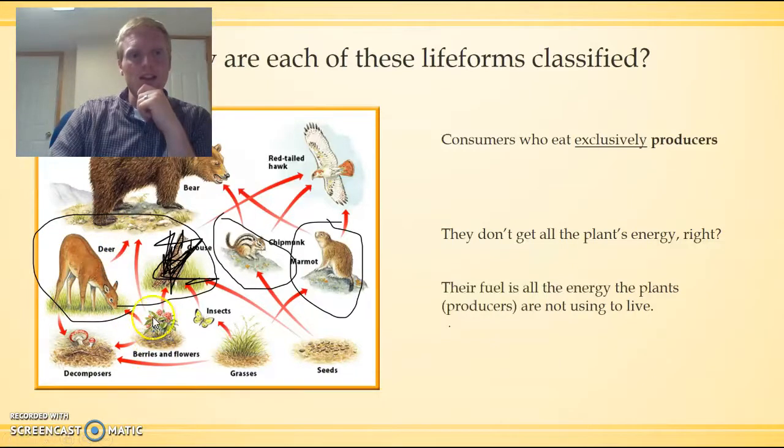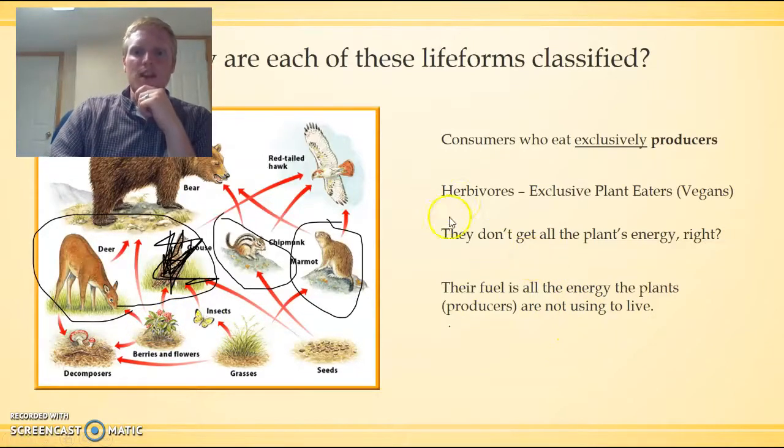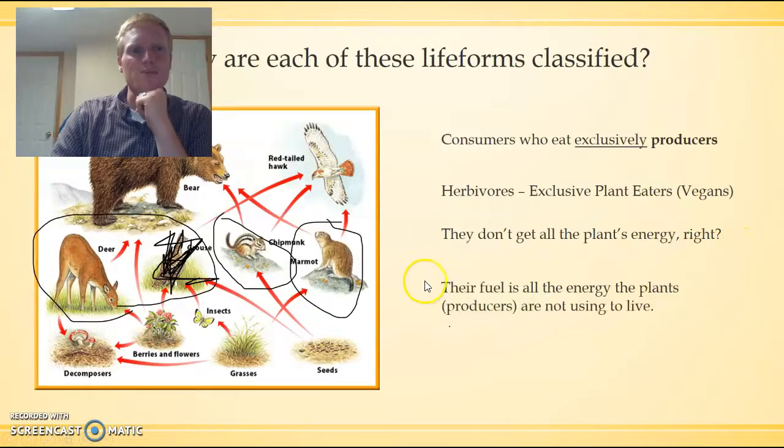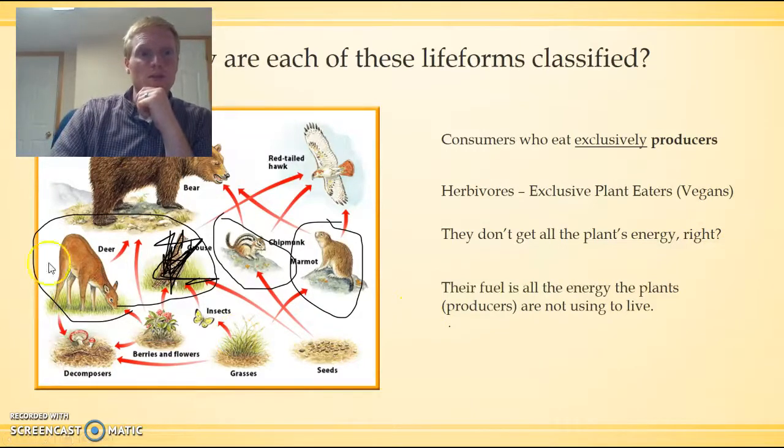This flower right here already used 30% of it in order to sprout its berries or to dig its roots in. So that is what we refer to as herbivores. Like, that was a weird transition, but the herbivores, our deer and our chipmunk and our marmot, those who eat only plants, exclusive plant eaters. They're the vegans of the animal world, right? You guys know what that phrase means, vegan? That's someone who doesn't eat any animal products. All they eat is fruits and vegetables and grains. So those are our herbivores right here.